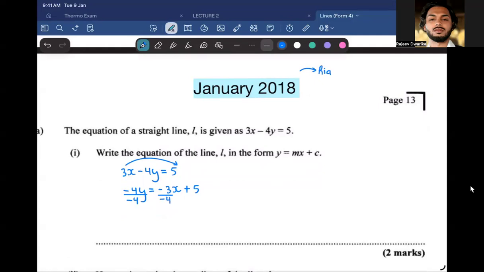Divide everybody by minus 4. Nobody can get away. So the minus 4 and the minus 4 are going to cancel off. It's going to leave us with y.